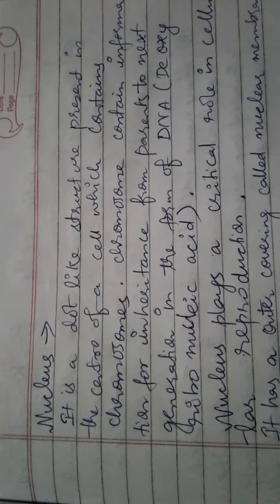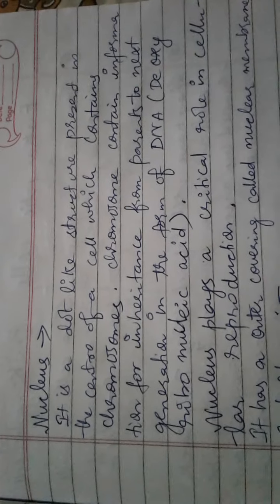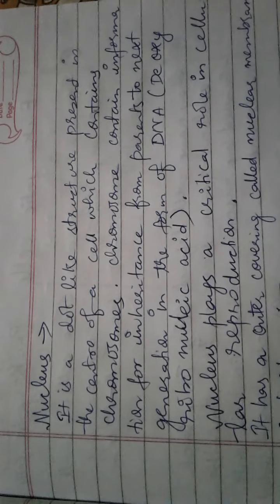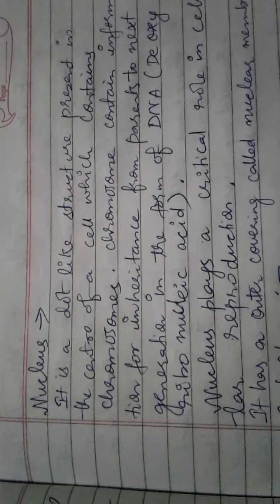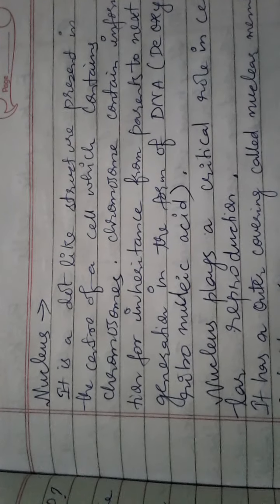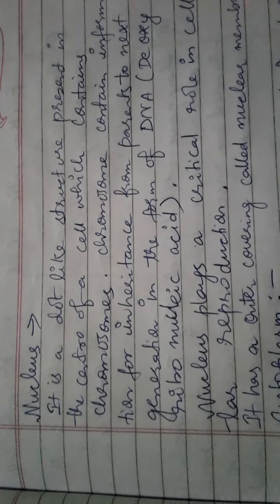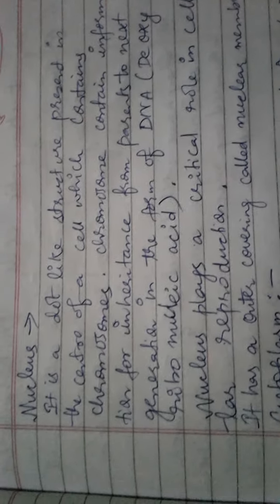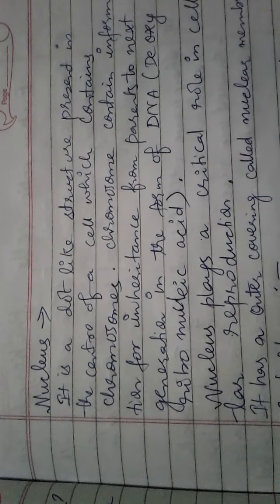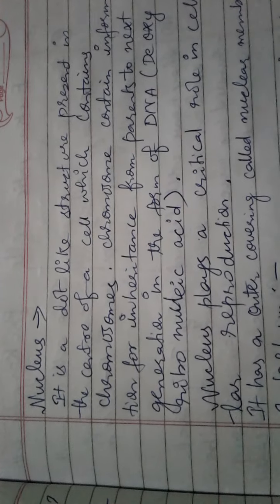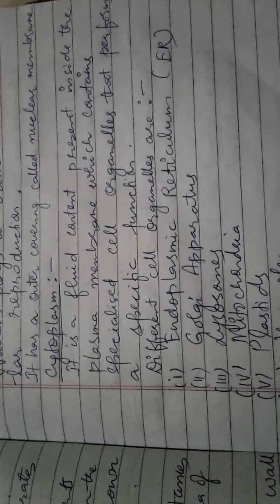The next cell organelle that I need to talk about is the nucleus. It is the central unit, a dot-like structure that we find in the center of a cell. This contains chromosomes, and chromosomes in turn have the inheritance units called genes. Genes help in the transfer of characters from the parents to the next generation in the form of DNA. DNA means deoxyribonucleic acid. The nucleus also plays an important role in reproduction, and it is covered by a nuclear membrane.